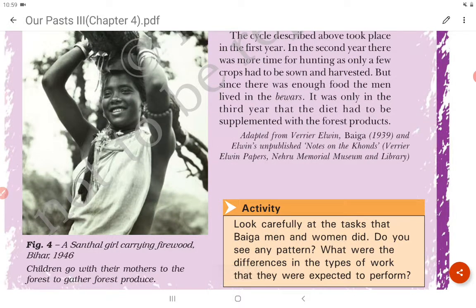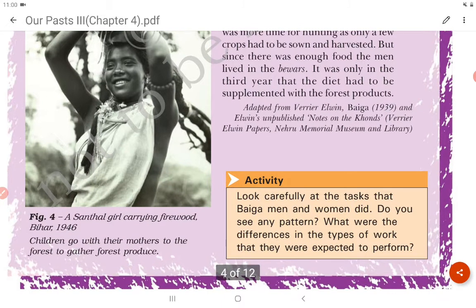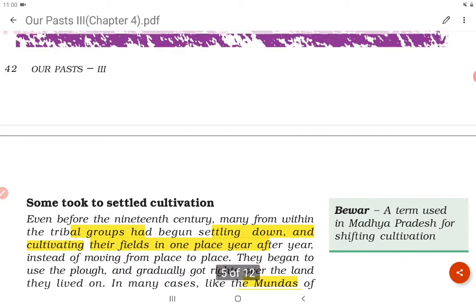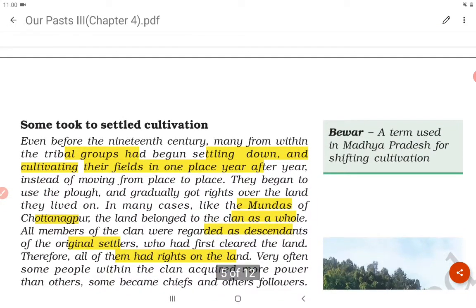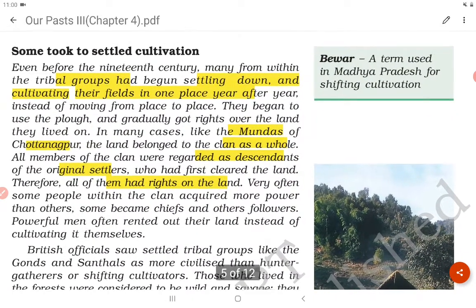Figure number 4, a Santhal girl carrying firewood in Bihar, 1946. Children go with their mothers to the forest to gather forest produce. Bewar is a term used in Madhya Pradesh for shifting cultivation.